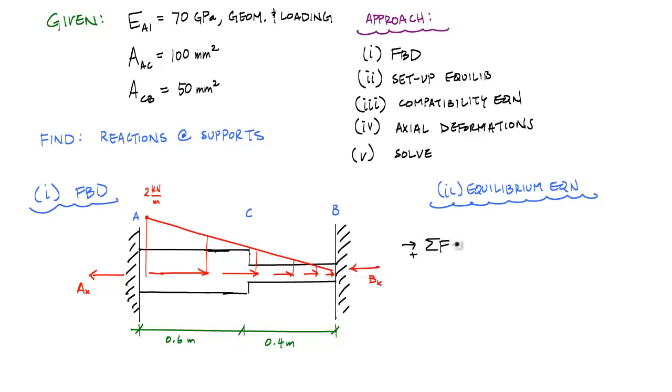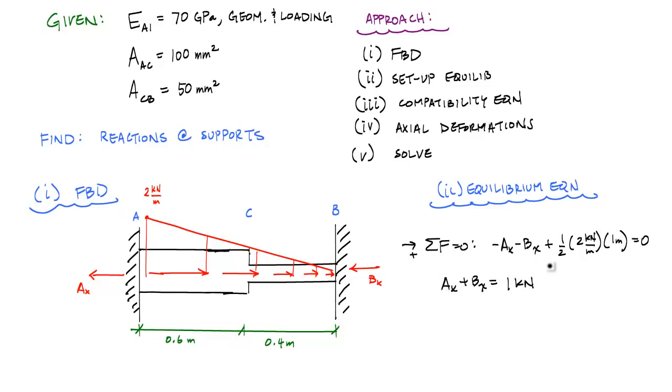right. And this would say that minus AX minus BX plus the resultant of this linearly distributed load, which is the area of a triangle, so 1/2 the base times the height. And the height in this case, I'm going to call this 2 kilonewtons per meter, and the base is 1 meter, is equal to 0. And this will just tell me that AX plus BX is equal to 1 kilonewton. And this is my equilibrium equation.